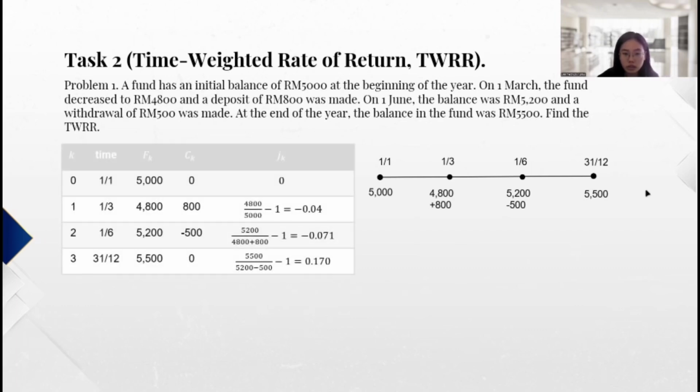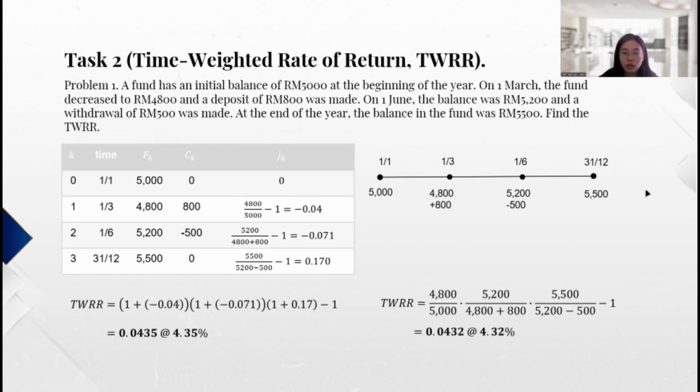When k equals 0, Jk is equal to 0 since there is no cash flow. When k equals 1, using the formula Jk equals Fk over Fk minus 1 plus Ck, we will get J1 equals negative 0.04. When k equals 2, J2 equals negative 0.071. When it comes to k equals 3, we will get J3 equals 0.17. Now, let's calculate the TWR using the compounded returns, and we will get 0.043 or 4.3%. The alternative method is also used for calculation, which gives the same result.